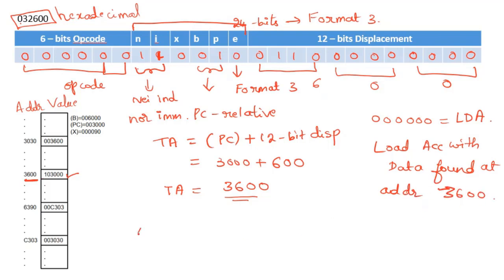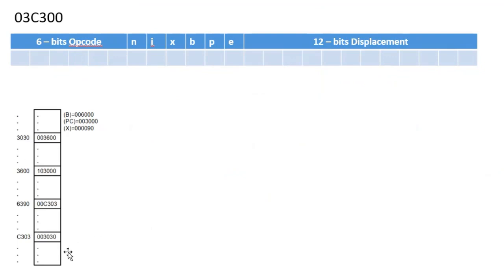3600. So the accumulator is going to be loaded with the value 103000. This is the operation that we have performed. Understood? We'll take up one more example.